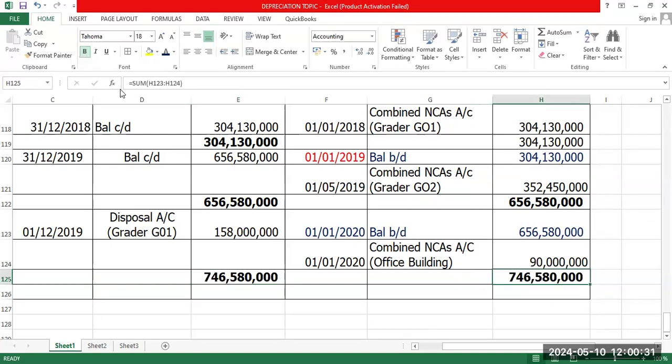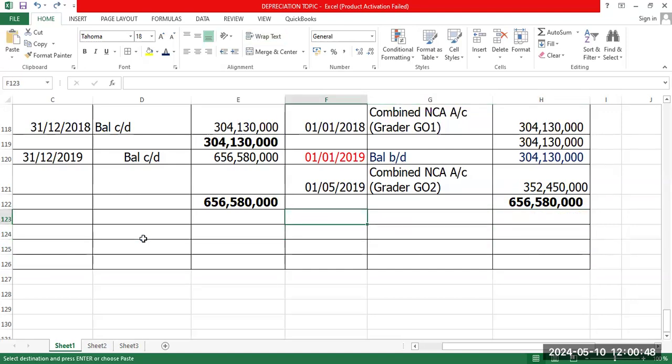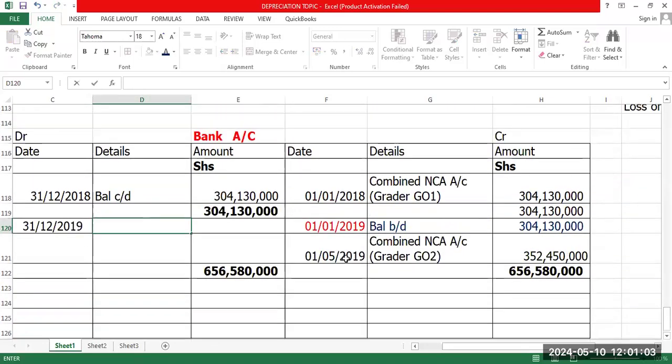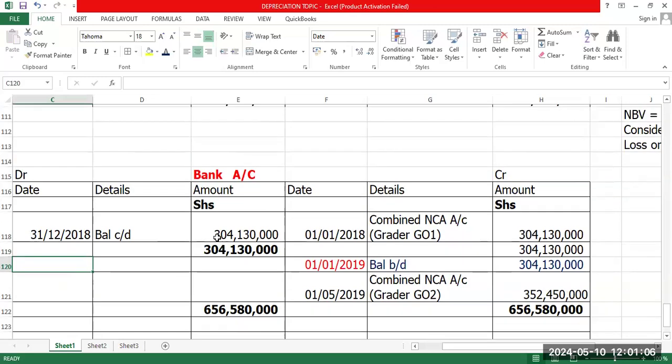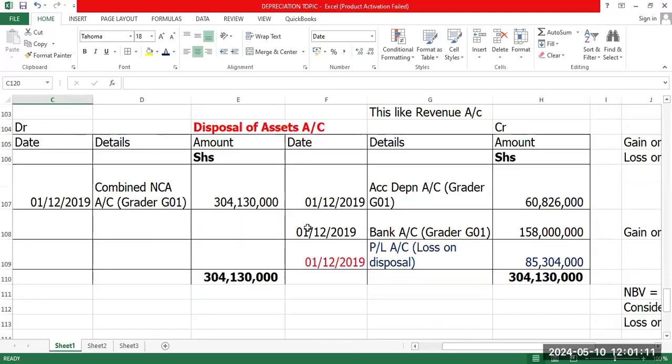Yes, please. We made a disposal in 2019. How comes that we are putting it in 2020? That is my mistake. We should actually record it in 2019. Thank you for observing that. So we bring it here in 2019. The 2019 disposal, it is here.